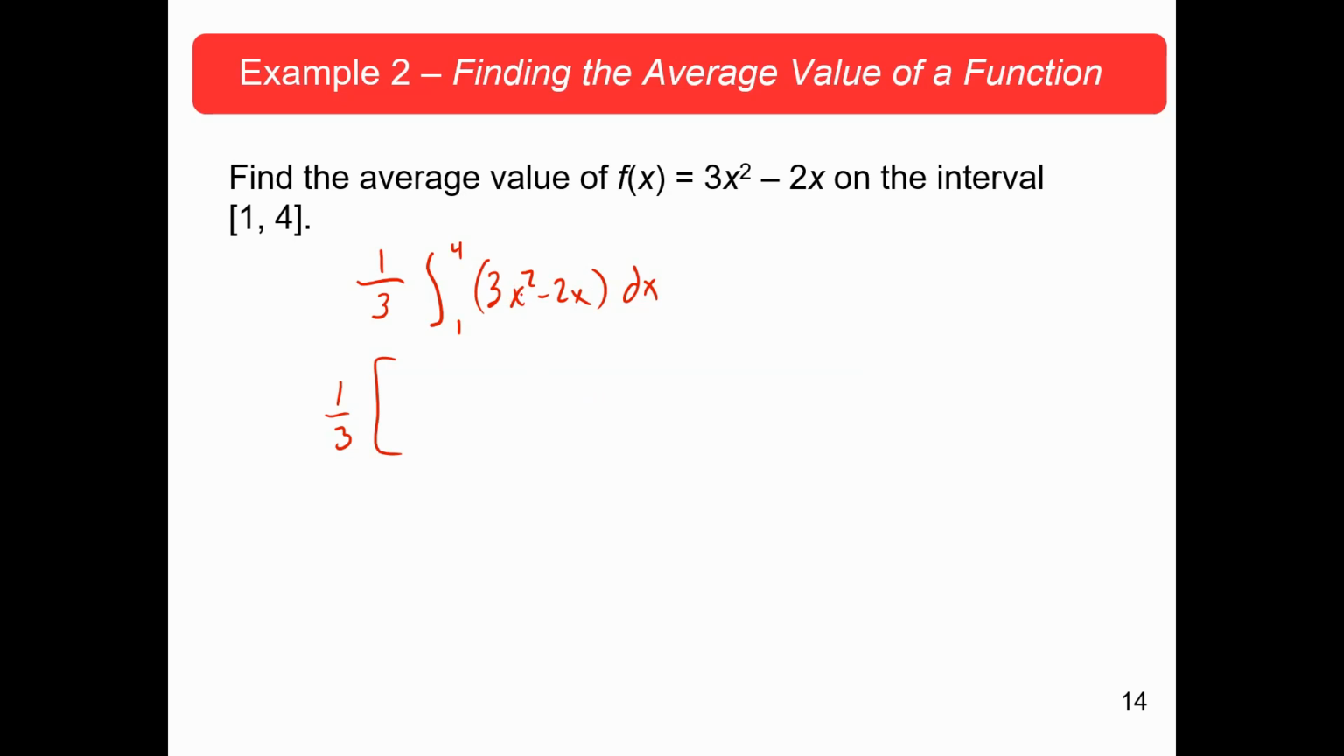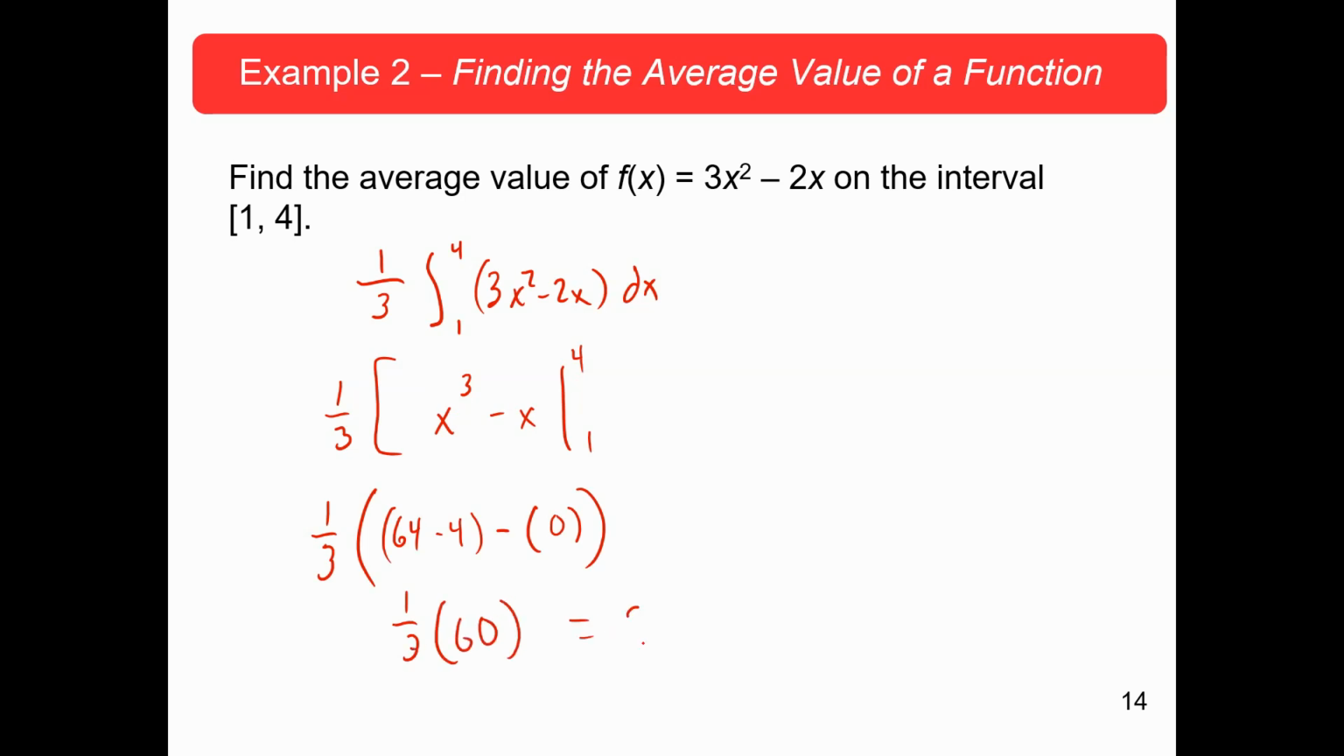So for 3x squared, I'm going to raise the exponent, so that becomes x cubed divided by 3, which just gives us x cubed. Over here, we raise it to x squared divided by 2, minus x squared, and we evaluate that from 1 to 4. So now this whole thing is going to be evaluated. I've got 1/3 times 4 cubed, which is 64, minus 4, and then minus 1 minus 1, which is 0. So this is 1/3 times 64 minus 60, and we get the value of 20. So the average value of that function on the interval from 1 to 4 is 20.